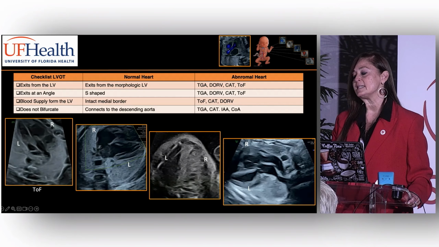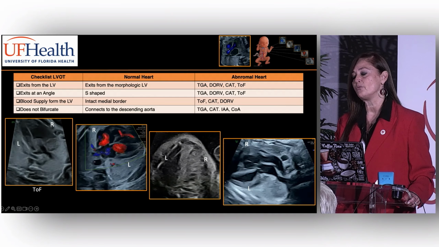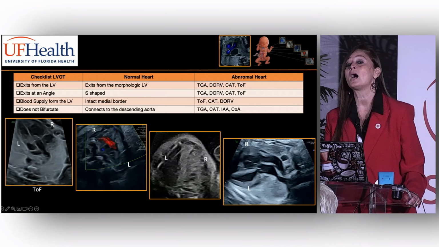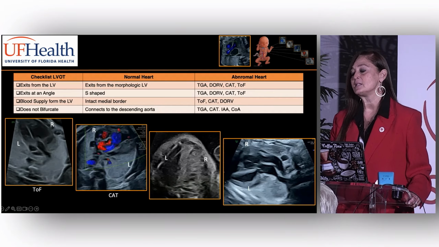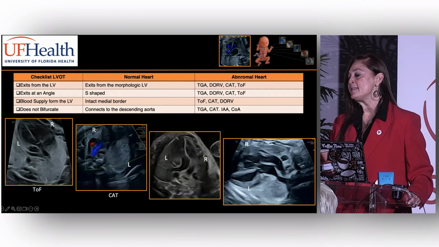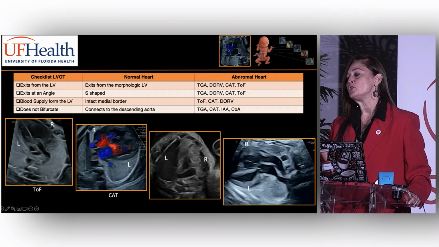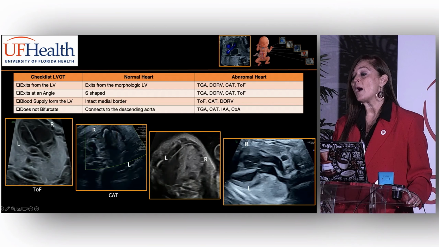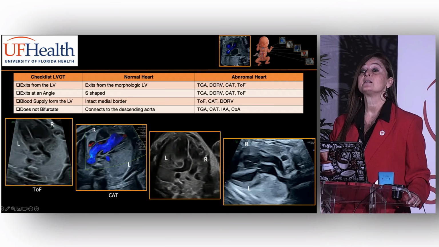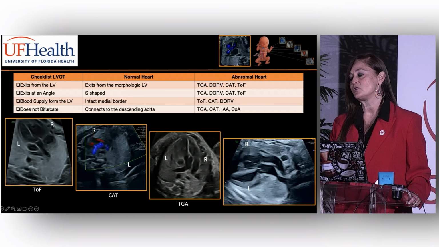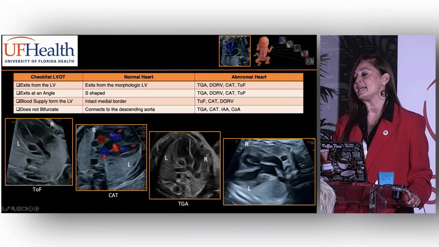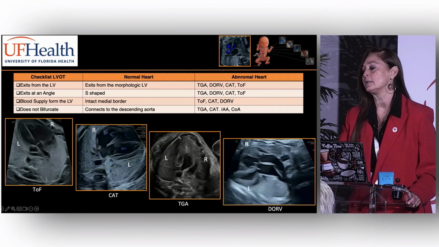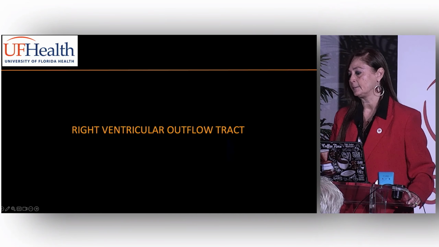This first one, I hope you can see that there's an override in a tetralogy of Fallot. In the second one, you will see one huge exiting large vessel that has branching, and this was a common arterial trunk. In this case here, you will see that the two vessels exiting are parallel to each other, and if you follow them, the one exiting from the anterior right ventricle does not bifurcate, and this is transposition. And in this very last case, you see two vessels exiting side by side from the anterior right ventricle, and this is a double outlet right ventricle.